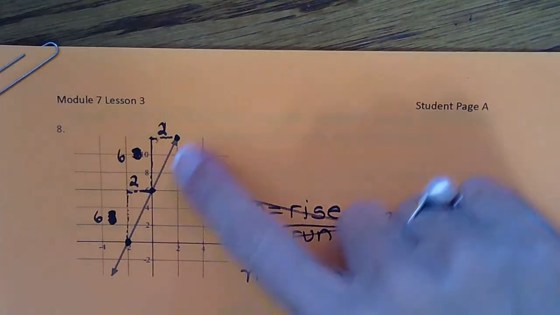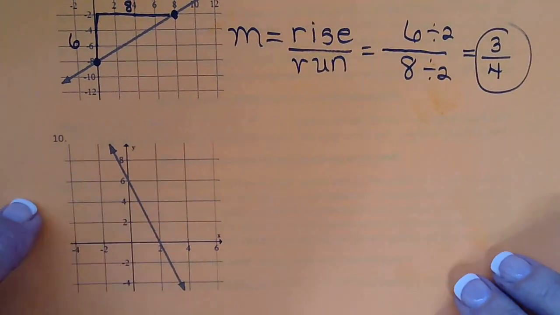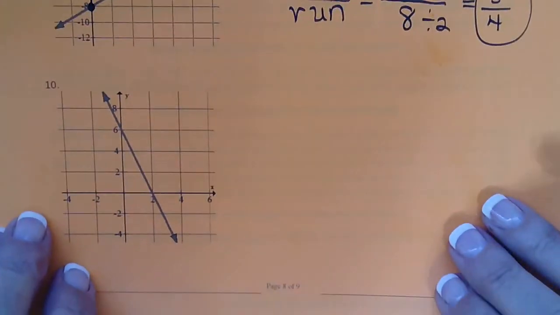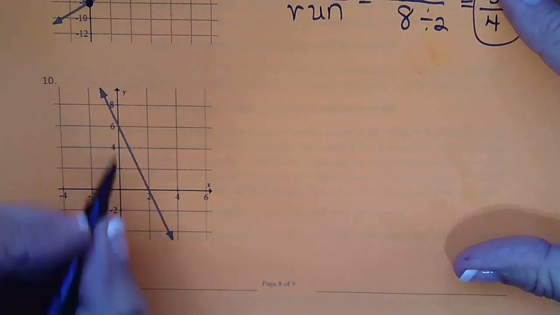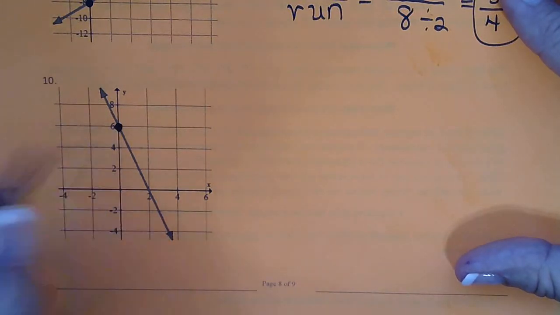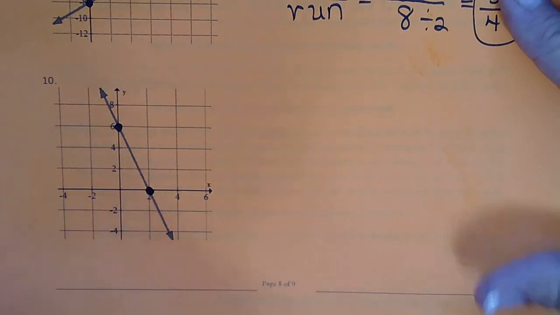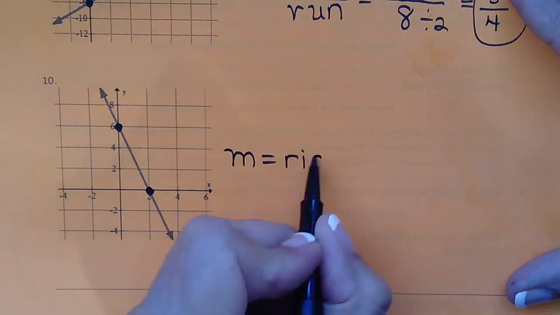Notice this line's rising from left to right, and I had a positive slope. This line, on the other hand, is falling, so I bet we're going to get a negative answer here, aren't we? First, I see everything's going by twos again. There's a point, no, no, yes. So m equals rise over run.